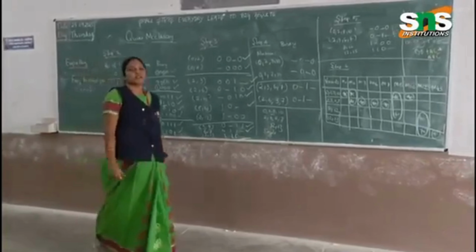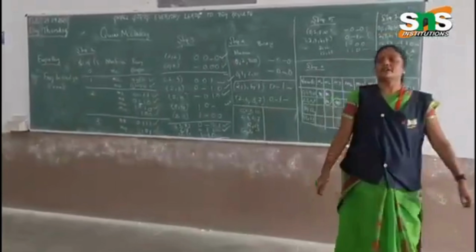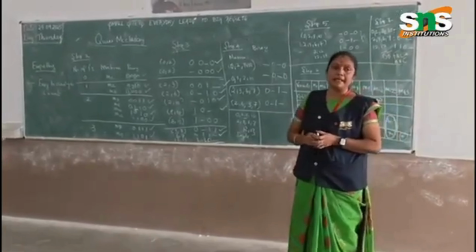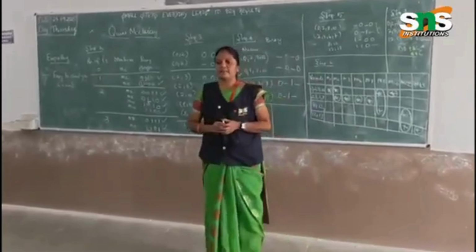And it is easy to analyze the circuit. So this is one reason, and another reason is that if we use K-map and the variables are increased, the complexity also increases. So we are using Quine McCluskey. It is a tabulation method. Using this, we can easily simplify Boolean expressions.